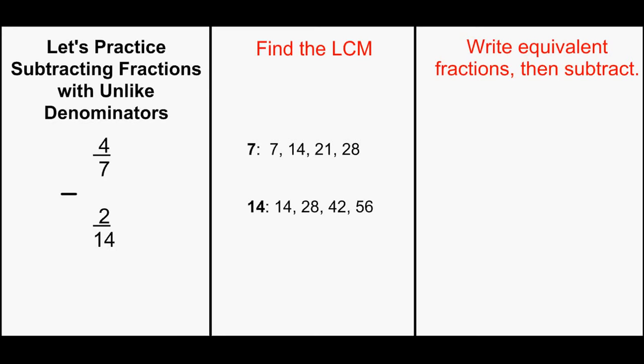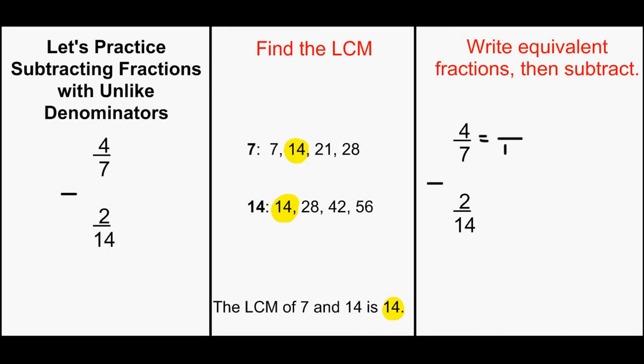Here I have 4/7 minus 2/14. These have different denominators. We will need to rewrite them. First, we find the least common multiple of the two denominators. We list the multiples of 7 and the multiples of 14. We look for the first multiple they have in common, 14. We will use 14 as our least common denominator.